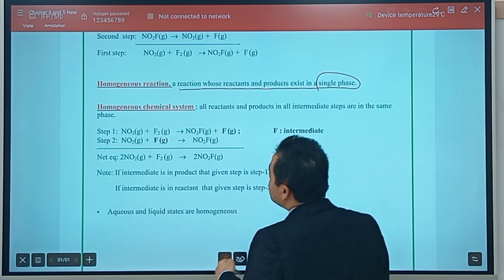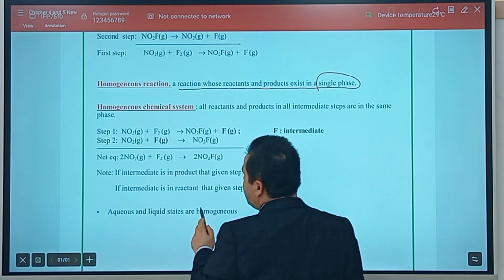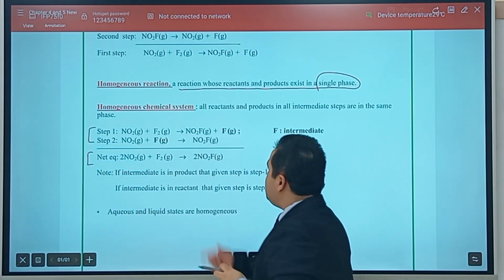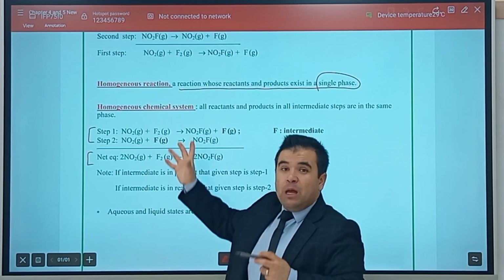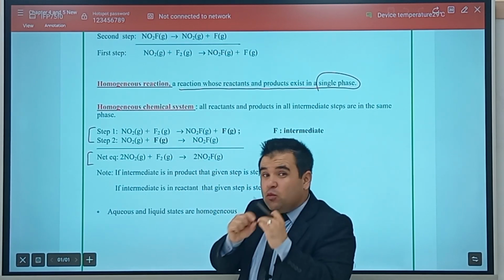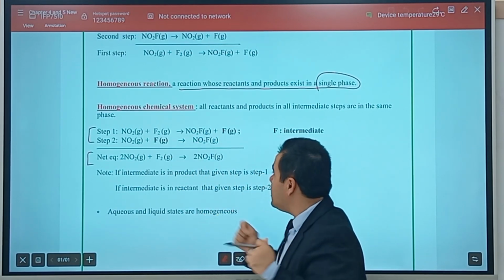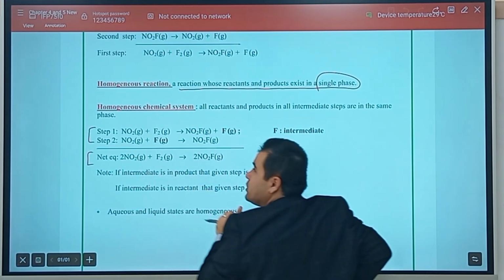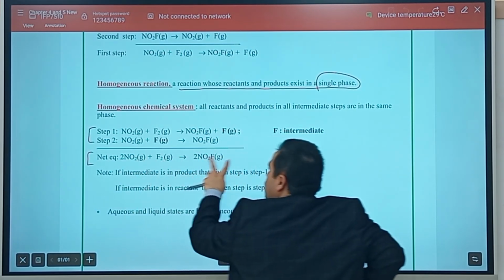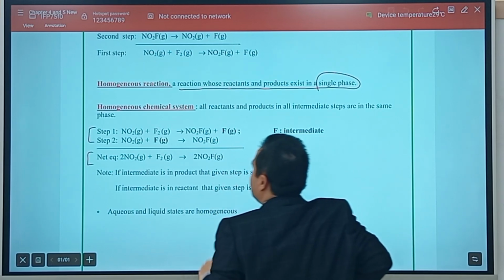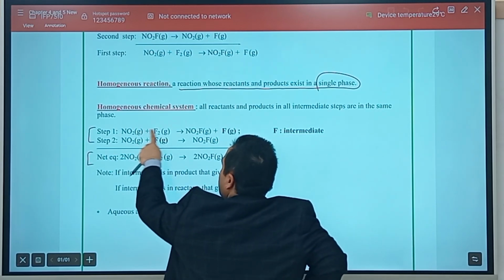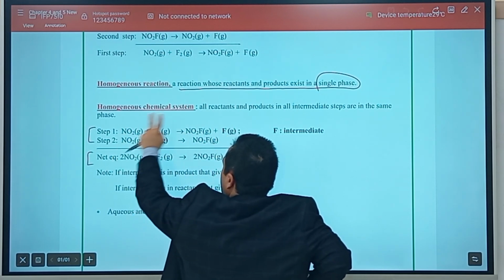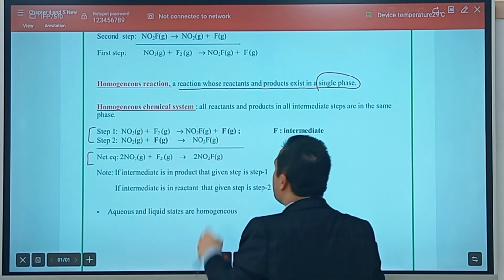So guys, have a look. If we take this mechanism, we have got two steps and the net. Individually, if we take the steps or the main equation, one of the individual reactions, gas, gas, gas, this reaction is a homogeneous reaction. Why? Because the reactants and products are all gases. The steps, gas, gas, gas. So we have a homogeneous reaction, individual step.